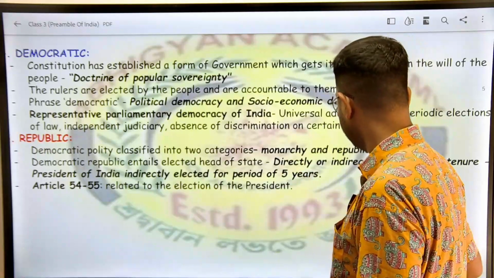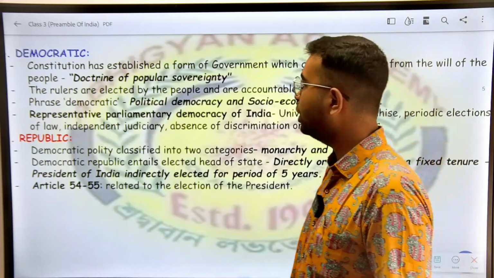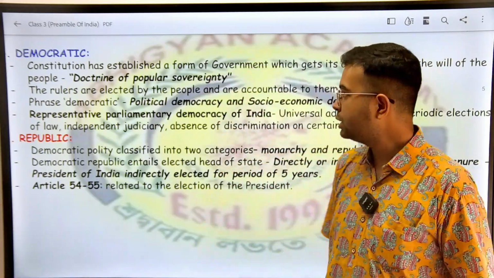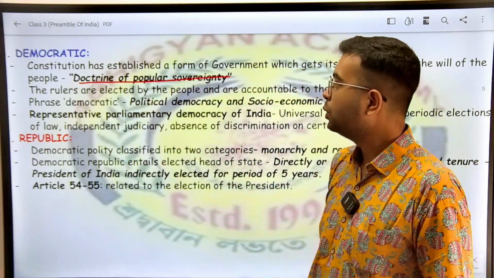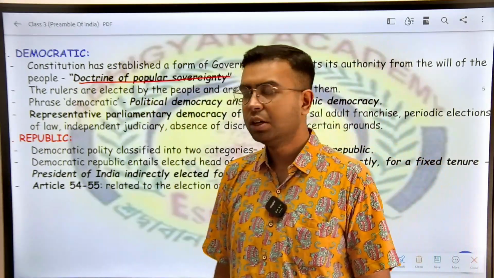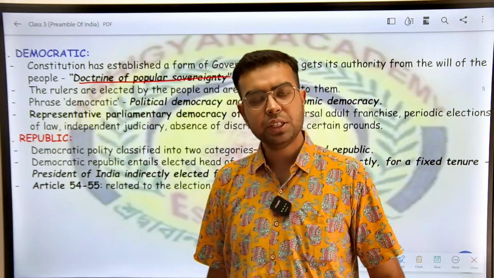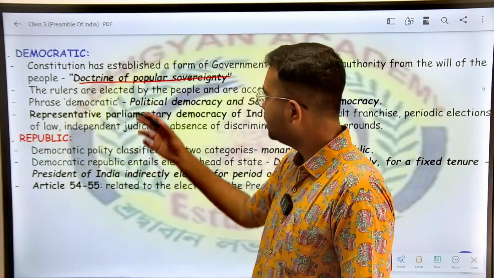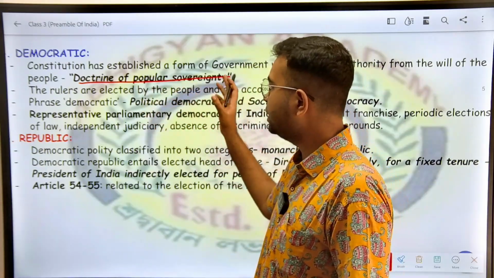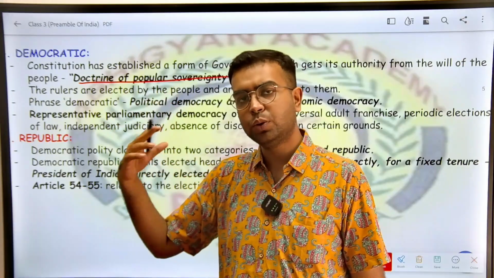Then the next term in the nature of state is democratic. Now, what is democracy? Democracy is basically based on the doctrine of popular sovereignty. What is the doctrine of popular sovereignty? Popular sovereignty basically means that a large number of people, based on their own will, without any coercion and forceful behavior, will have the right, they will have the sovereignty to elect a democratic government of their own choice.